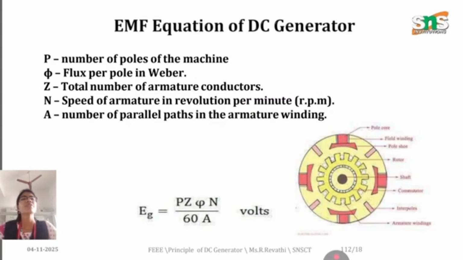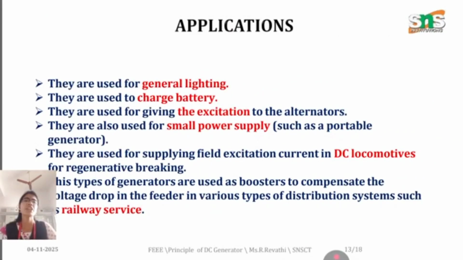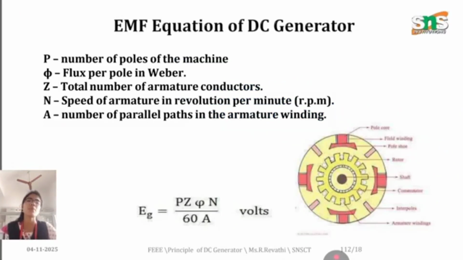For the EMF equation, we consider P as the number of poles, phi as the flux, Z as the number of conductors, N as the speed of the armature, and A as the number of parallel paths, which is classified into two types, wave winding and lap winding. In wave winding, A is 2. In lap winding, A is equal to the number of poles. Lap winding is parallel connected and wave winding is series connected. The EMF equation is Eg equals P times phi times Z times N divided by 60 times A volts.